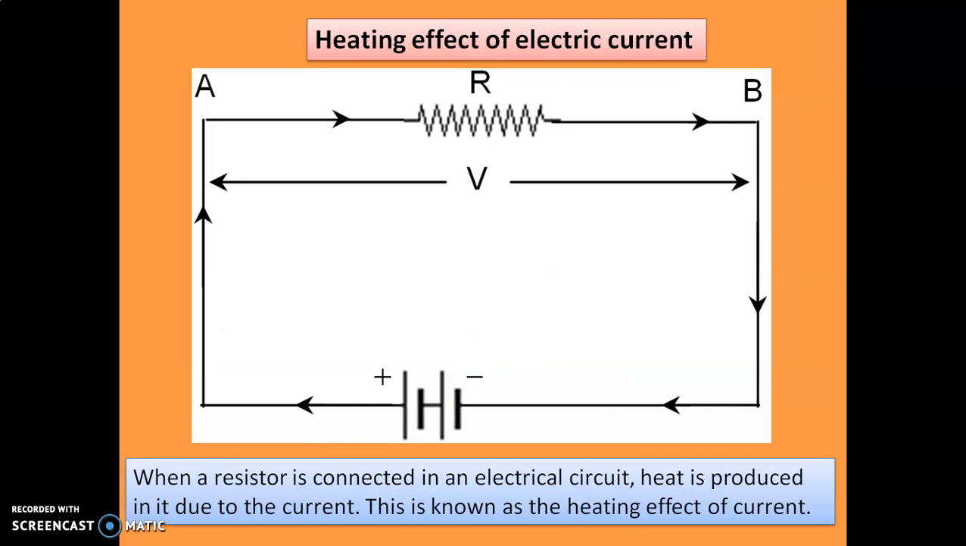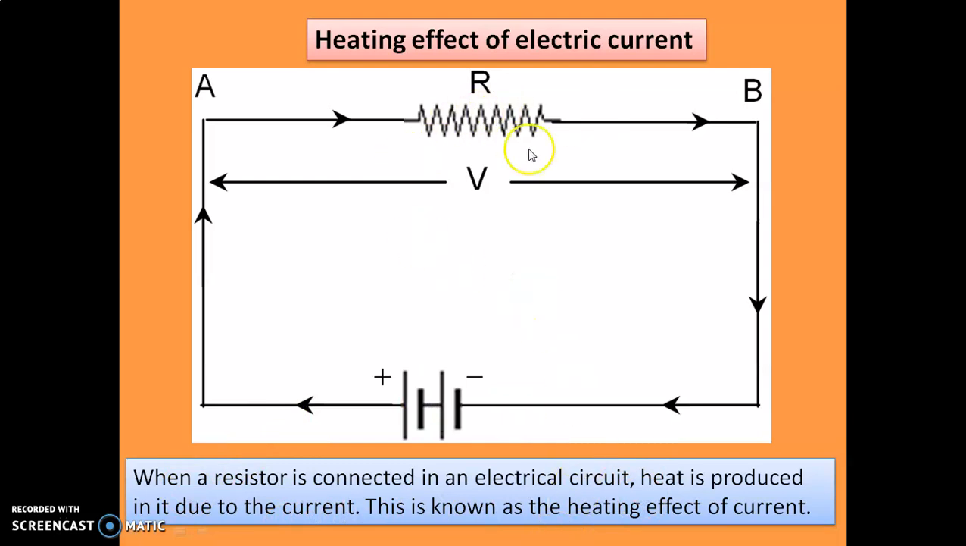Now going to the heating effect of electric current. Here we can see a simple circuit. When a resistor is connected in an electric circuit, heat is produced in it due to the current. This is known as the heating effect of current.